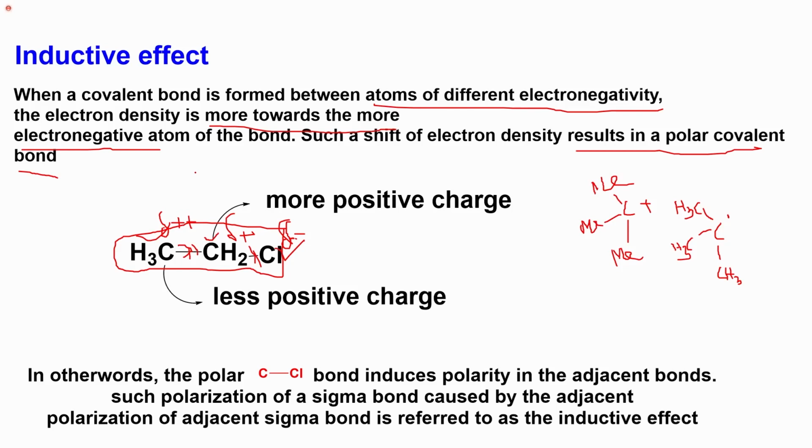Now, which carbon will be more electropositive? This is the electronegative atom, so delta minus is generated on the chlorine atom, and delta plus is generated on the carbon atom. So there is more positive charge on this carbon atom, more negative charge on the chlorine atom, and this is the less positive charge.